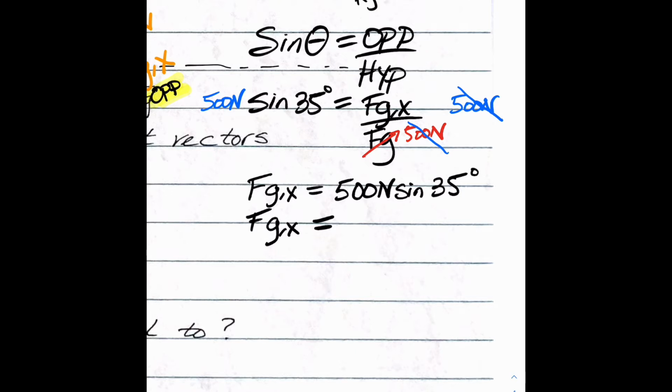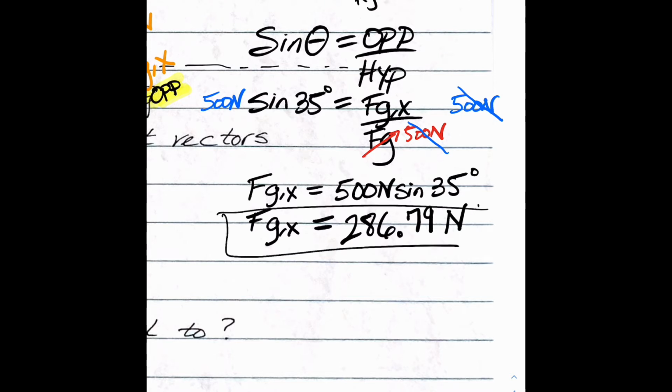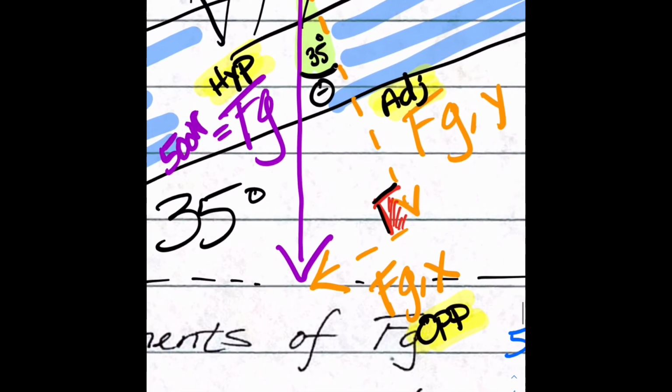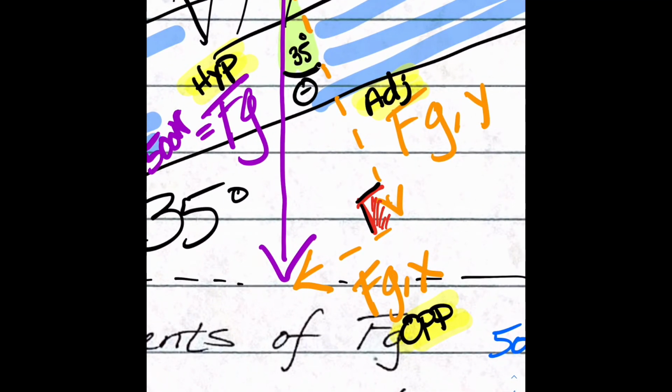All right, so if I do the math there, it's 286.79 units. This is a force, so it's going to be in newtons. All right, so good. There's our answer for FGX. What about FGY? Well, FGY, if we look back here, is an adjacent, so we're going to do a little cosine.